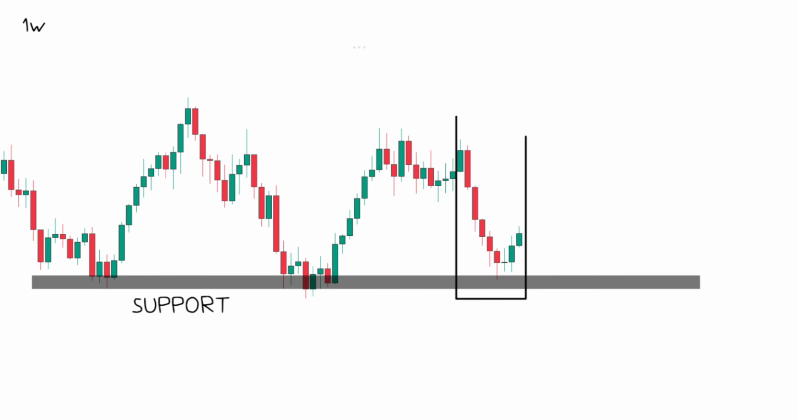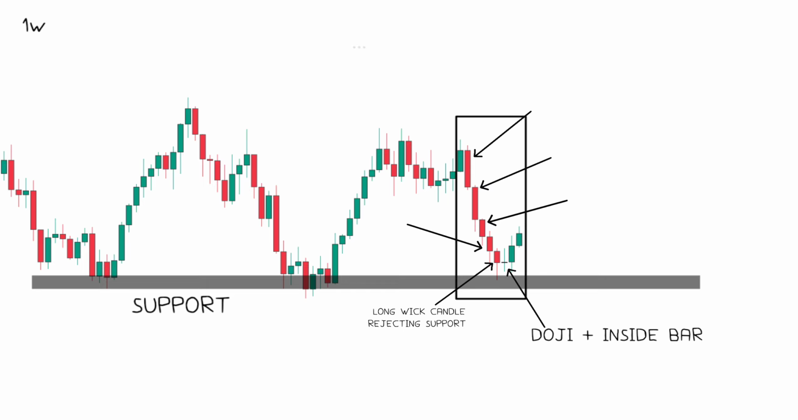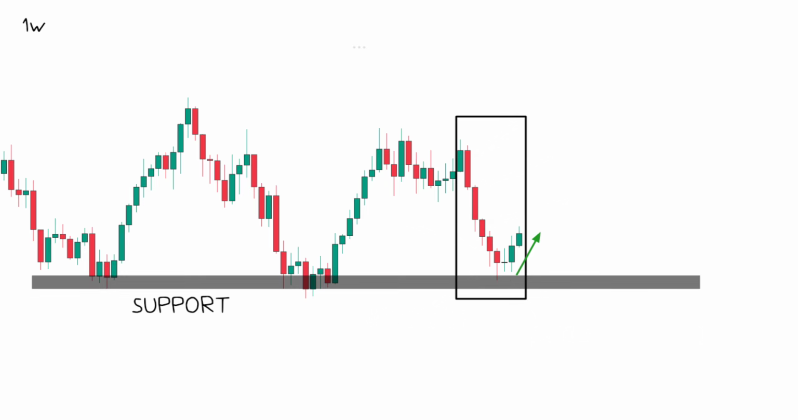Now, as price approaches this level of support, look at how the candles behave. As you can see, we have a big candle, followed by a smaller candle, followed by an even smaller candle, another smaller candle, and then a smaller long wick candle rejecting support. Then finally, an even smaller green candle that is also a doji and an inside bar, which is a reversal candle. This results in a bounce upwards.